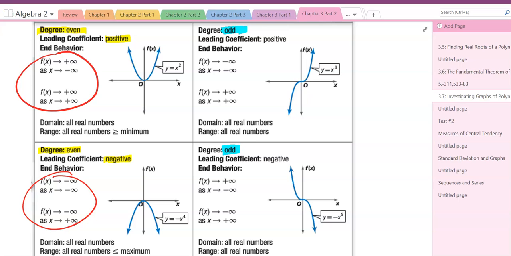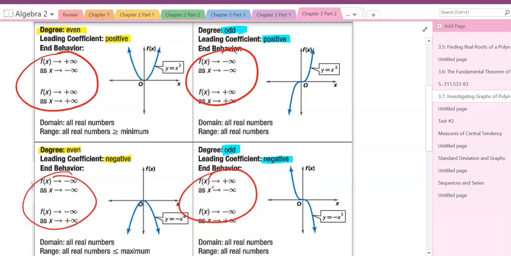If the leading coefficient is positive, this talks about what the end behavior is going to look like. So it describes what your x's and your y's are doing. And then they also show you what happens when it's negative.